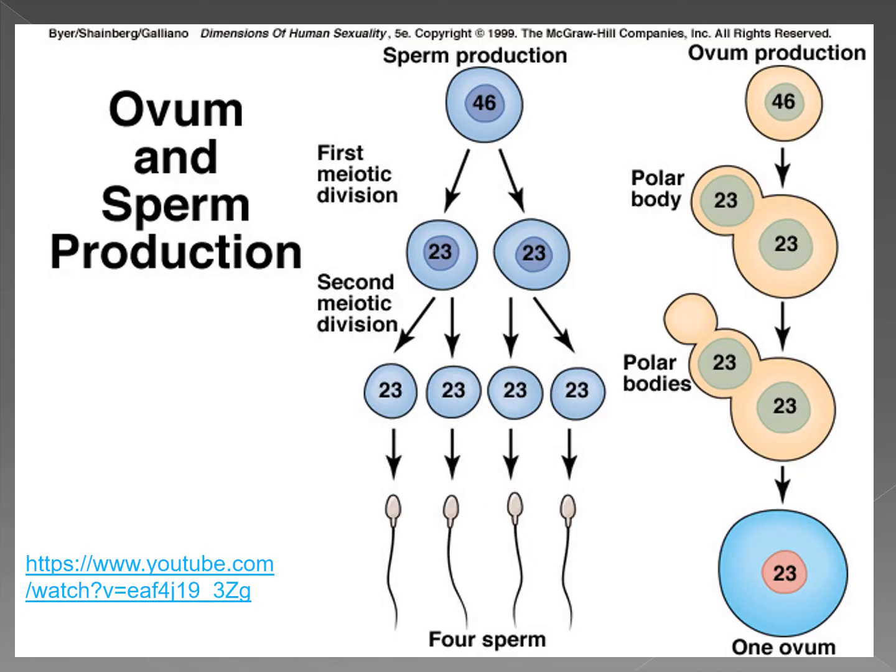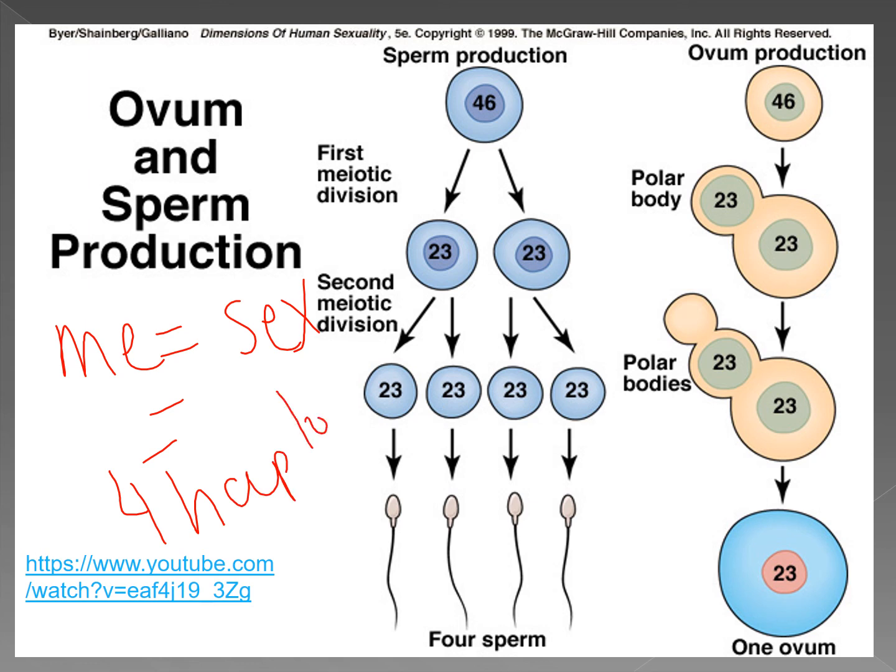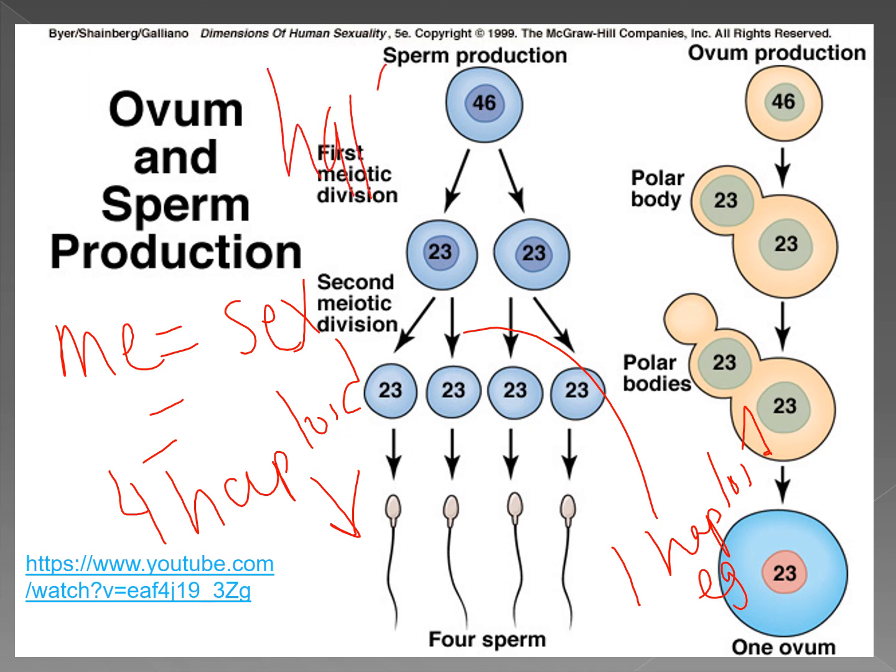So again, meiosis is sex, and we end up with 4 haploid cells for sperm, and we end up with 1 haploid egg. And everything, remember, is half. Genetically different.